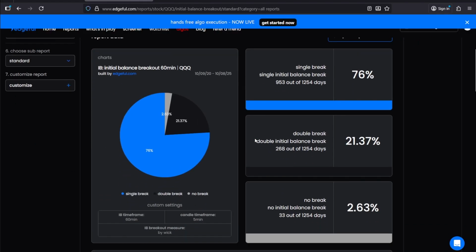This is back tested for 5 years now. 953 out of the past 1,254 days. 76% of the time we've had a single break, 21% of the time a double break, and only 2.6% of the time, 33 out of the past 1,200 days, price stayed within that initial balance. And this is data back trading. There's no emotions associated with it.